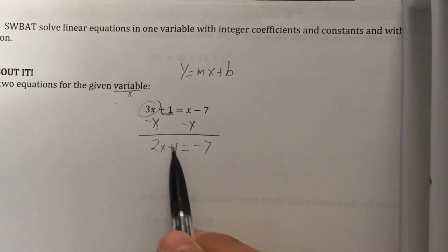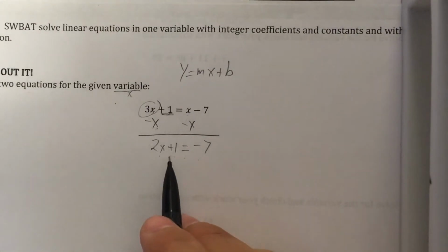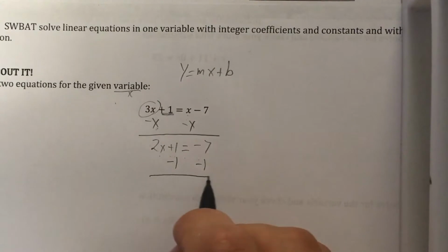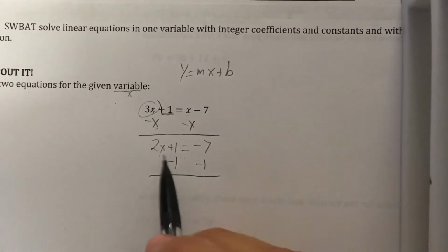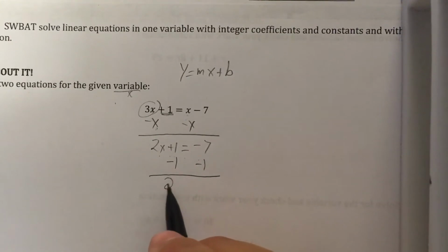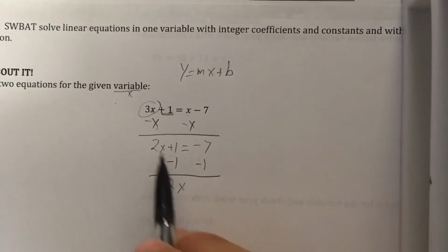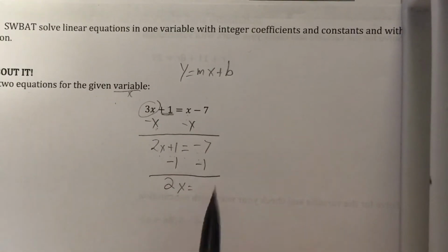Over here, I like that I only have a variable on this side, but I need to get rid of this 1. Now, if I'm going to get rid of a positive 1, I'm going to subtract 1 from both sides. Remember, anything you have to do to one side, you have to do to the other. So all we'll have left on the left is 2x, because 2x plus 1 minus 1 leaves us with 2x. And then negative 7 minus 1 equals negative 8.